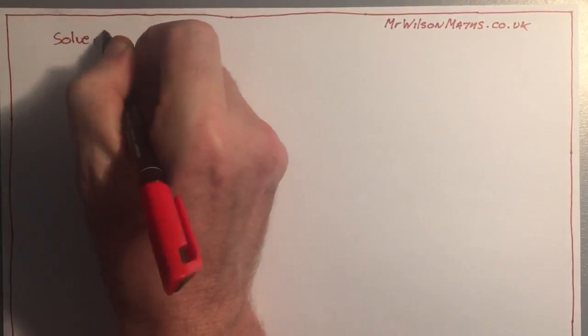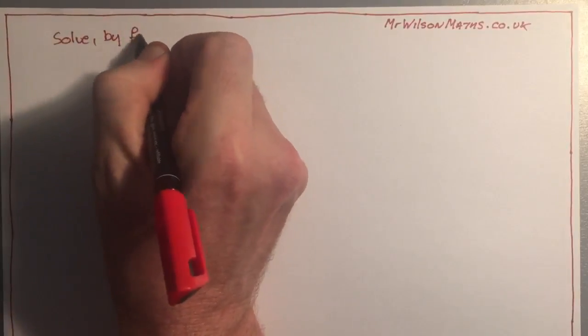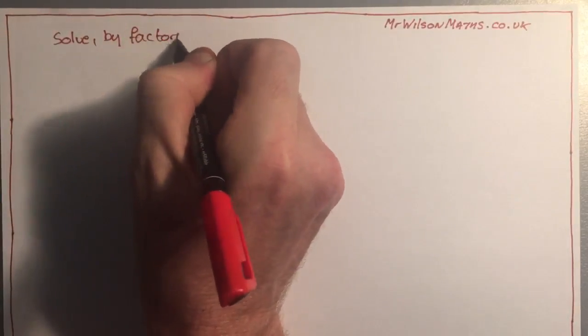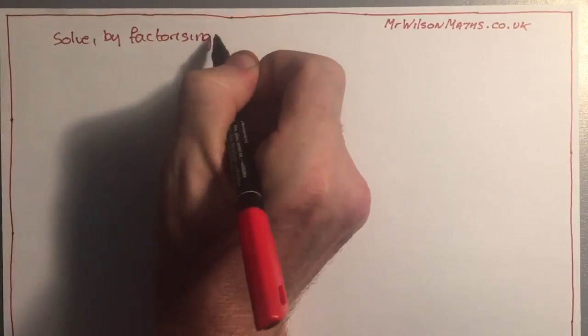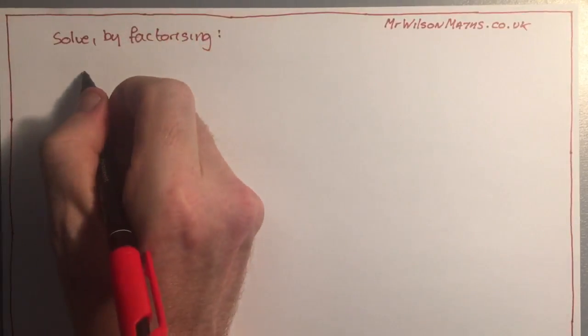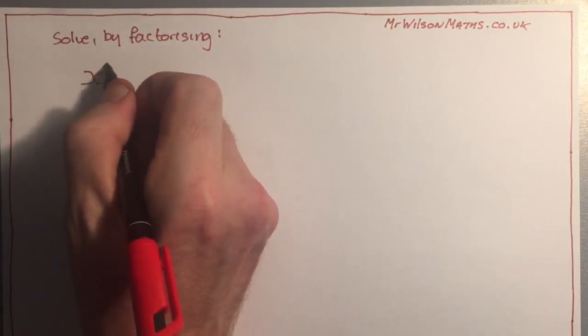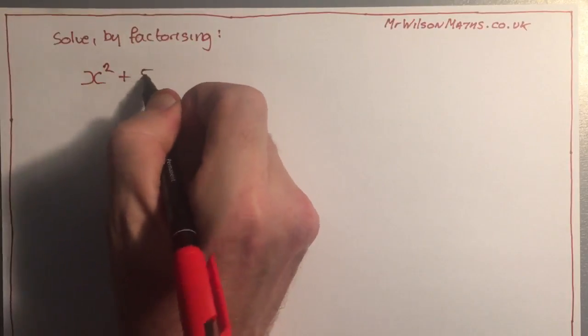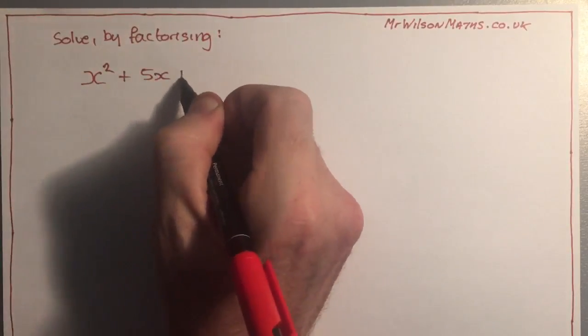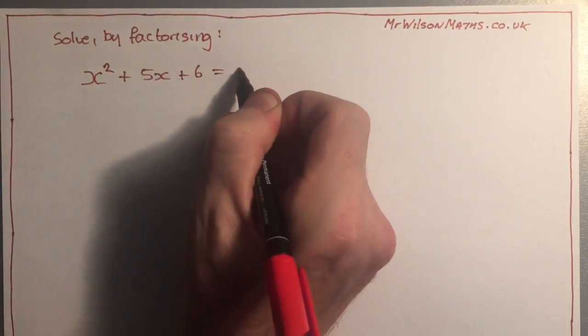As I say, in this video we are going to solve by factorising a quadratic equation. Let's start with x squared plus 5x plus 6. It's a nice one to get us going.